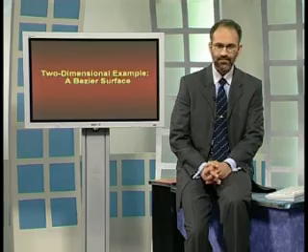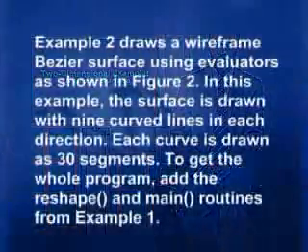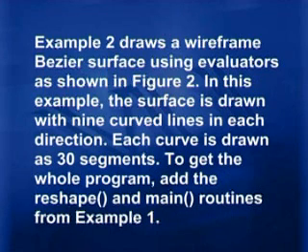Now we are going to talk about a 2-dimensional example. The example would be, of course, a Bezier surface patch. Earlier on, we talked about a Bezier curve. Example 2 draws a wireframe Bezier surface using evaluators as shown in the next figure. In this example, the surface is drawn with 9 curved lines in each direction. Each curve is drawn as 30 segments. To get the whole program, we can add the reshape and the main routines as we used in example 1. This is the figure that shows the Bezier surface that we'll try to draw now.